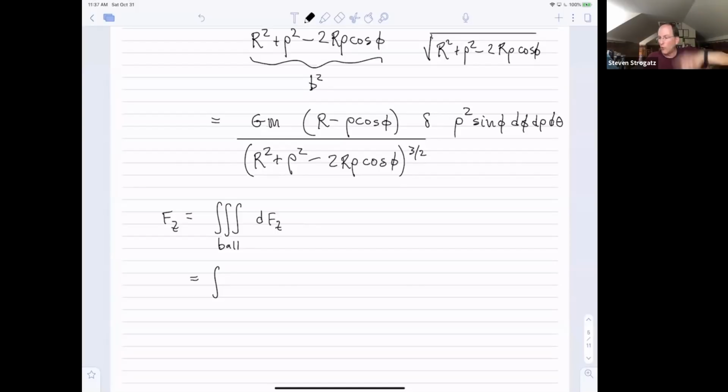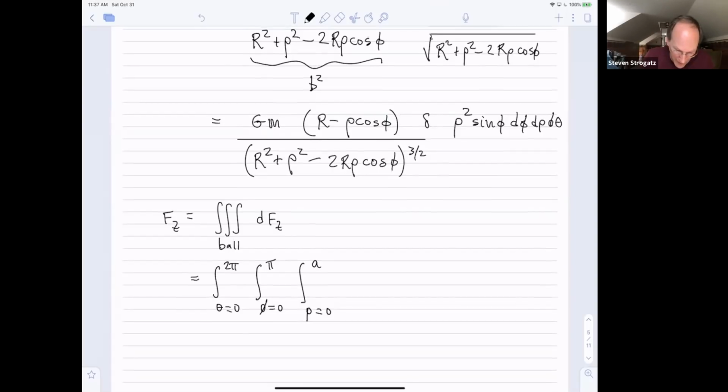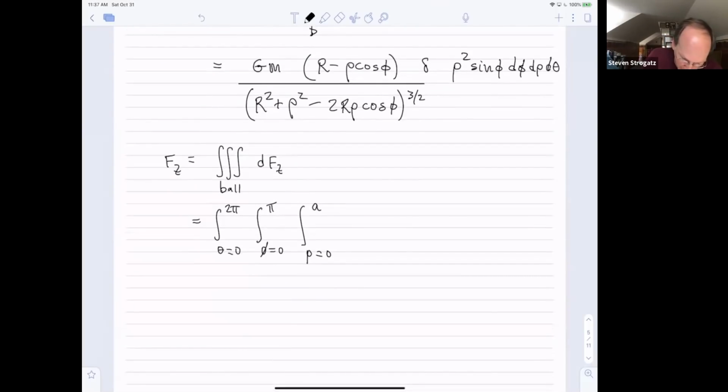We can do them in any order actually, because they're all going to be constants. Theta goes from 0 to 2 pi, swivels us all the way around the axis, the symmetry axis. The phi extends over the whole of the sun, so from the North Pole down to the South Pole. And the radius, the rho, the radius in spherical coordinates, goes all the way from the center of the sun out to the outermost edge. So let's think of it as being radius A. And then we just have to integrate our integrand, which I can copy down now.